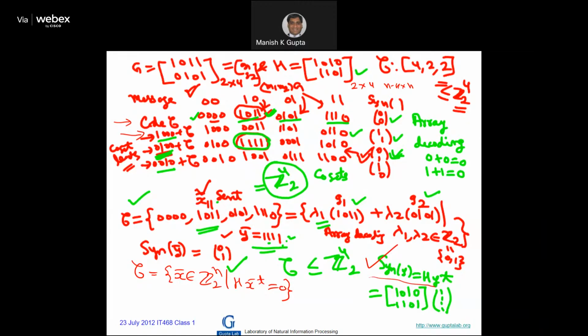Now, how many rows will be there in the array, or how many cosets will be there? That depends on the error correcting capabilities of the code itself. Because in this case, this code is able to cover 1 bit flip, right? In this array decoding. If you add more vectors, you will get repetition of the cosets.